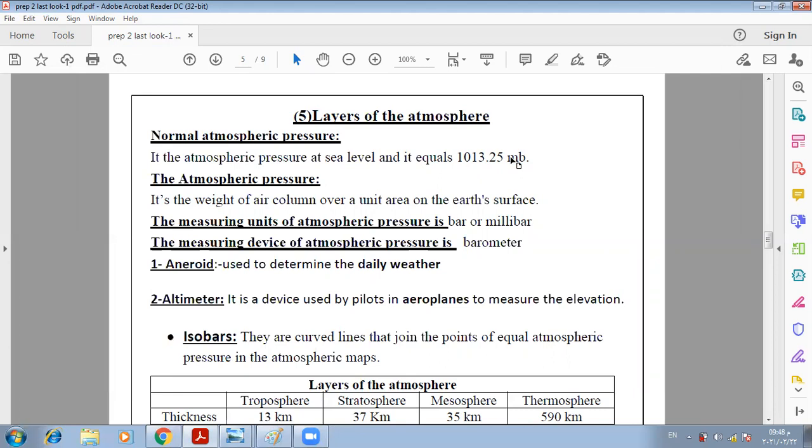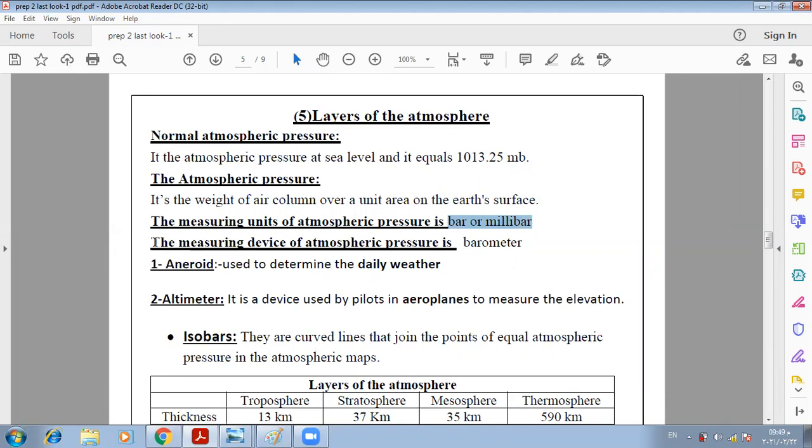طيب هل هي الملي بار دي هي the only measuring unit for atmospheric pressure? No. We have bar and millibar. طبعا البار هو هيكون هو البيجر. البار equal 1000 millibar. تمام. Sorry, 1000 millibar.